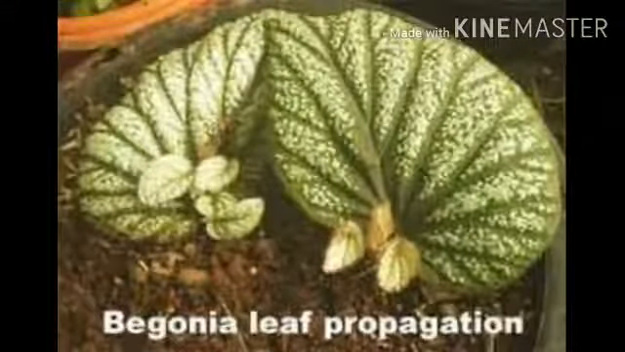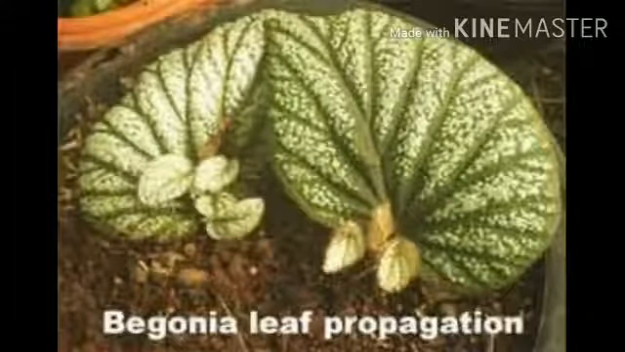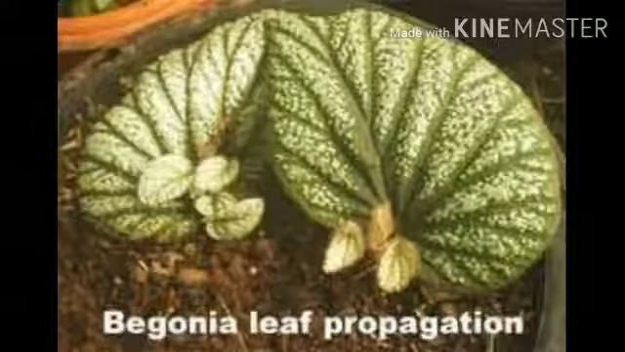This is the leaf of begonia. It is also helpful in propagation. The small leaf detaches from it and develops into a new plant. This is all about vegetative propagation.